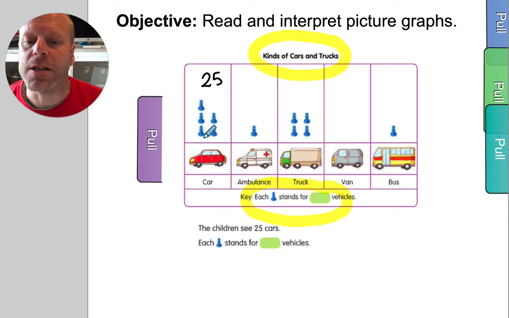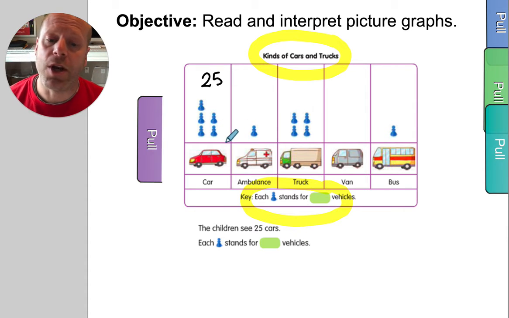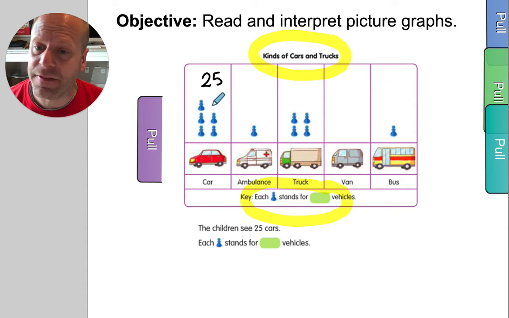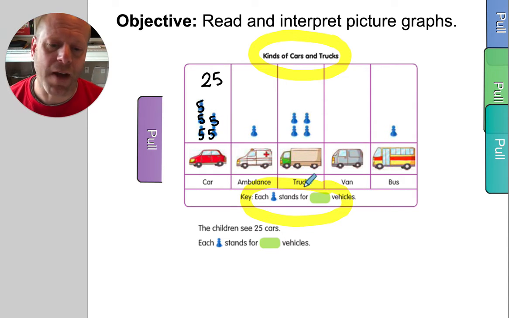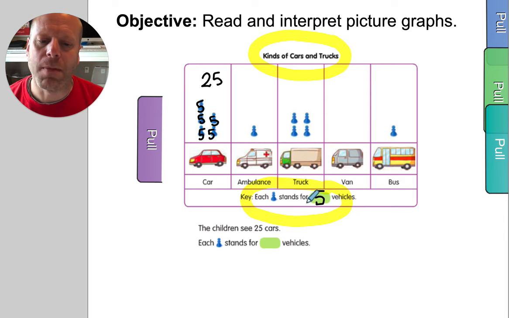Well, if I count by ones here, 1, 2, 3, 4, 5, it wouldn't work. And if I counted by twos, 2, 4, 6, 8, 10, it wouldn't work. If I counted by threes, 3, 6, 9, 12, 15. Does anyone know how to get 25 using 5 things? Fives. Yeah. So if you think about this, 5, 10, 15, 20, 25. That blue symbol must mean they saw 5 ambulances. They saw no vans. They saw 5 buses.